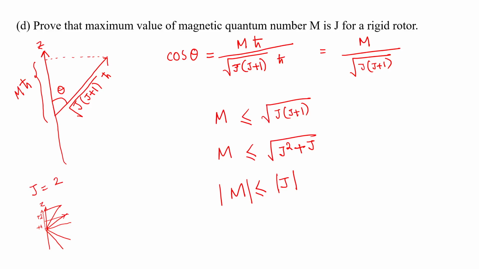So now you can see only at j equals to infinity do you expect your theta to be close to zero, right? Theta is the angle between your z axis and the orbital angular momentum vector. So that's why the limiting value is j, not root of j square plus j. Are you getting my point? What I'm trying to say?